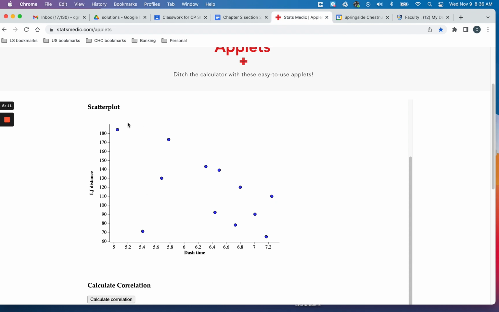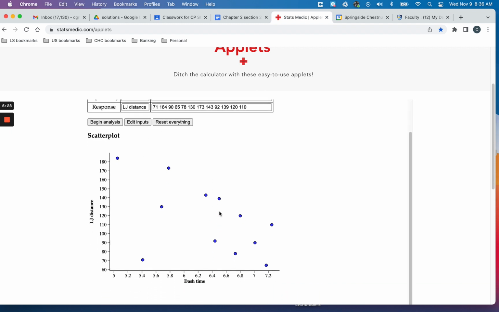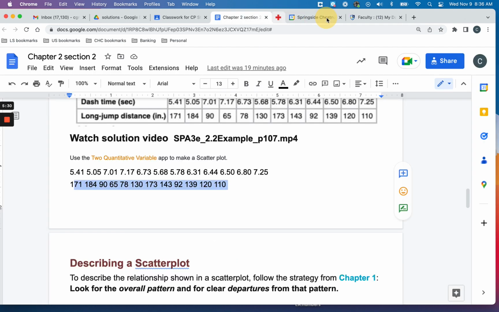There's a lot of things that you can do, and I'll let the video talk about that, but essentially that's how you would use the app. It's two quantitative variables. You put the data in, you define the explanatory, you define the response, put the data in, begin analysis, and you get the plot.